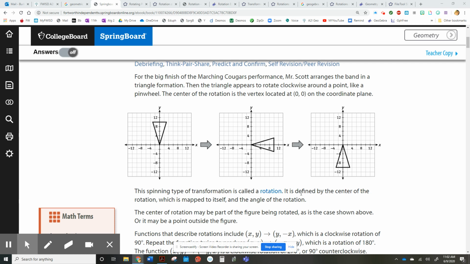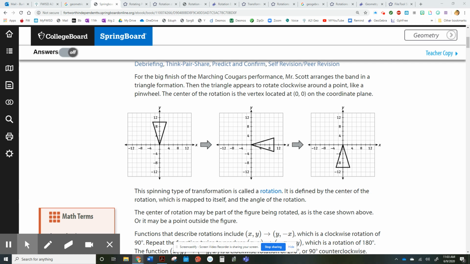And rotations are defined. That's an important word right there. Rotations are defined by the center of the rotation. As long as the center of rotation is at 0, 0, it's not that big of a deal. But when we start moving the center of rotation around, that's when it can get a little bit tricky.